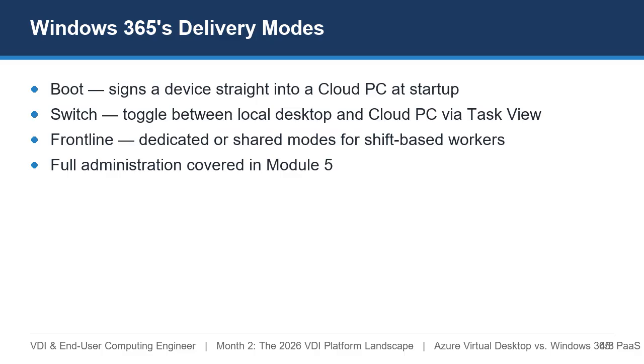Three Windows 365 capabilities come up constantly. Boot signs a physical device straight into a user's cloud PC at startup, useful for shared or kiosk hardware. Switch lets a user move fluidly between their local desktop and their cloud PC using Windows 11's task view. Frontline is a licensing and session model for shift workers, with a dedicated mode and a shared mode drawing from a smaller license pool. At this stage, just recognize these names. Module 5 covers administering them.